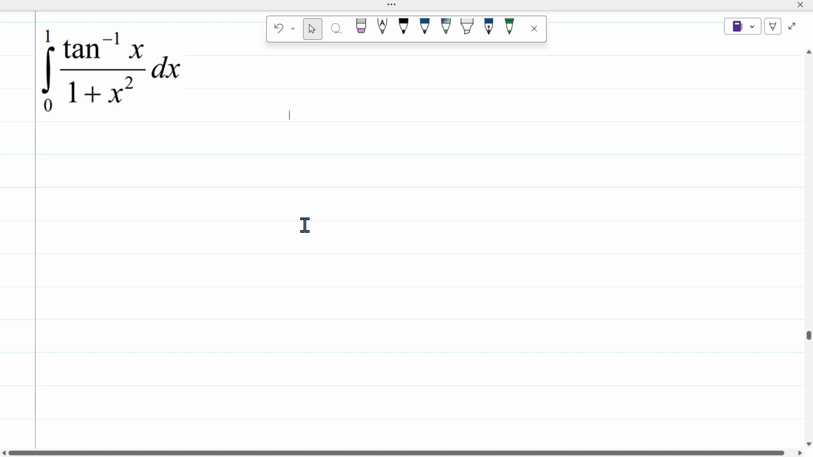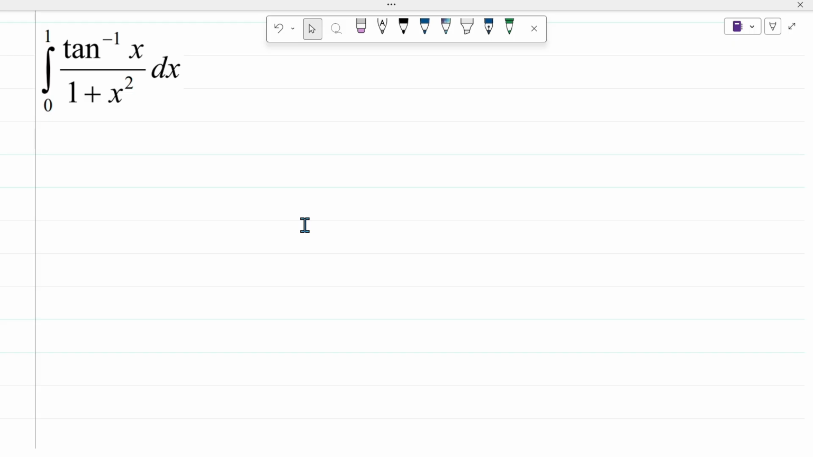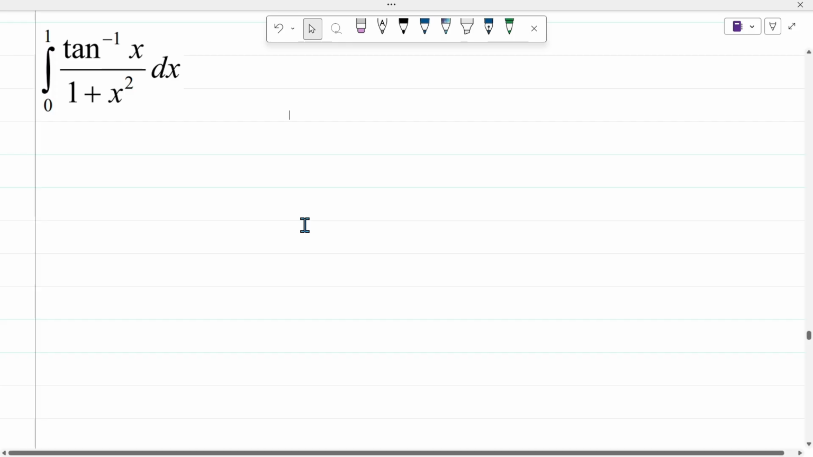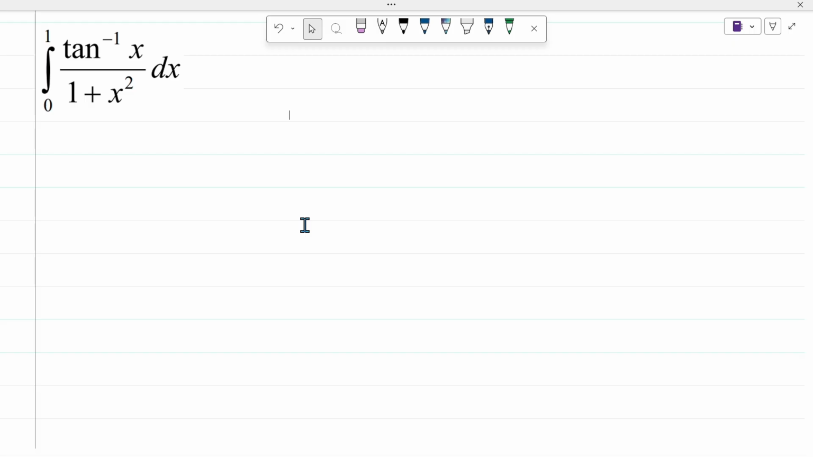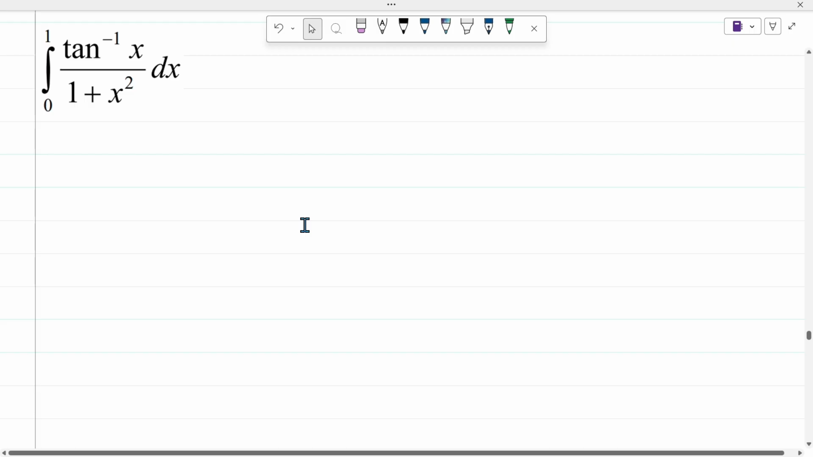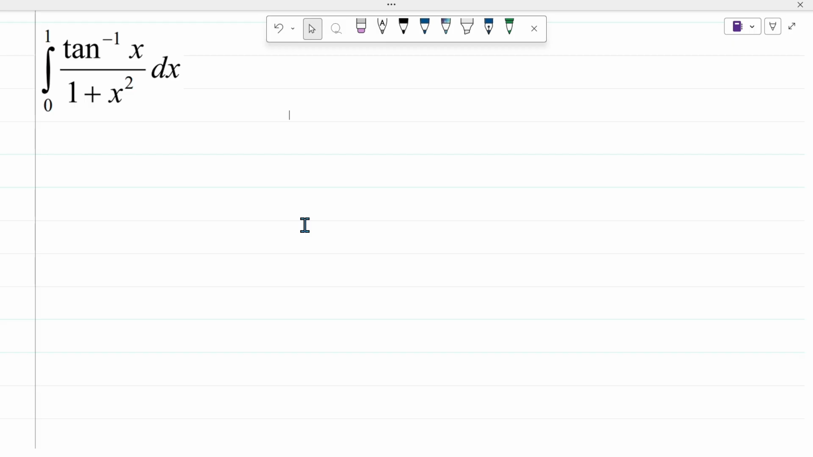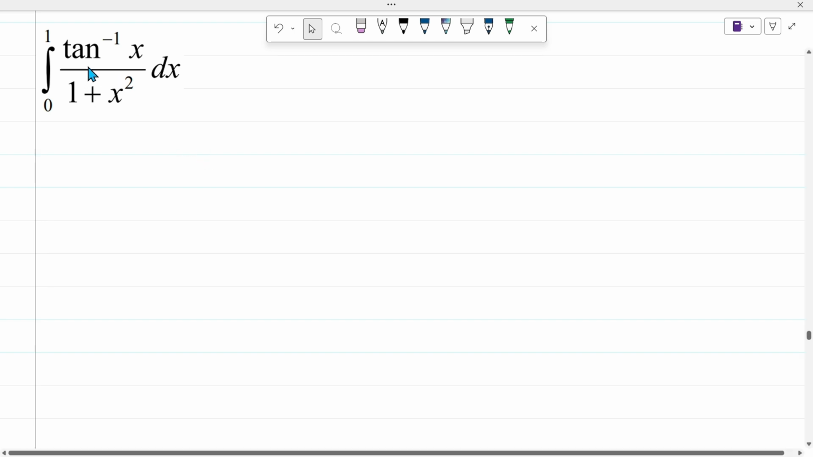So this one, we now have the integral of tan inverse of x divided by 1 plus x squared dx. So you ask yourself, can I simplify this? No. Do you have the function and its derivative? You check. Yes, you do, because you have tan inverse of x, and the derivative of tan inverse of x is 1 over 1 plus x squared.